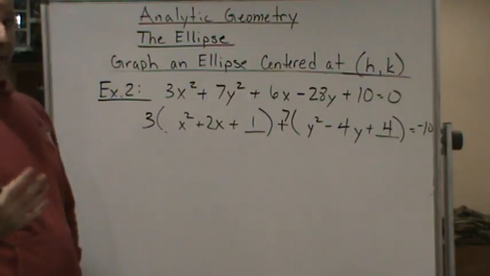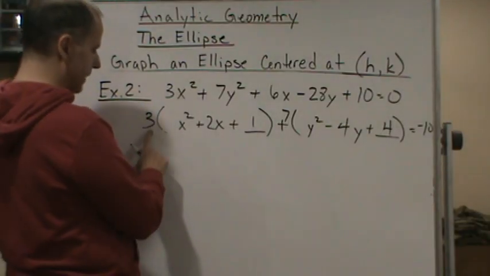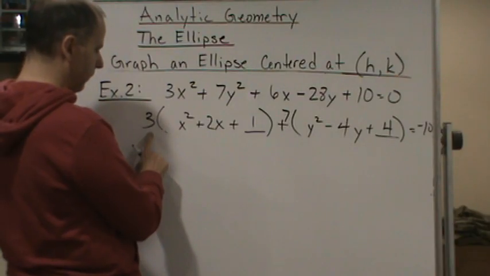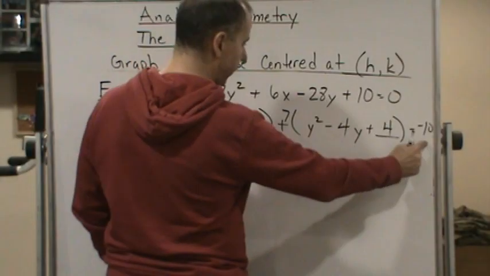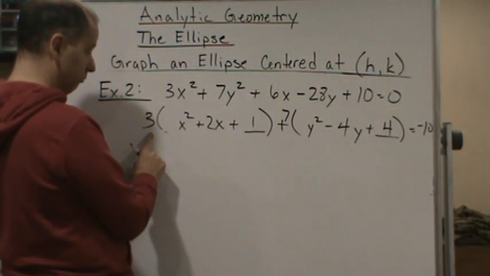Okay, now I'm ready to add to the other side. Now, here's the thing. Be careful because I still have this factor of 3 out of here. So I'm not going to add 1 over here, but this is 1 times 3.